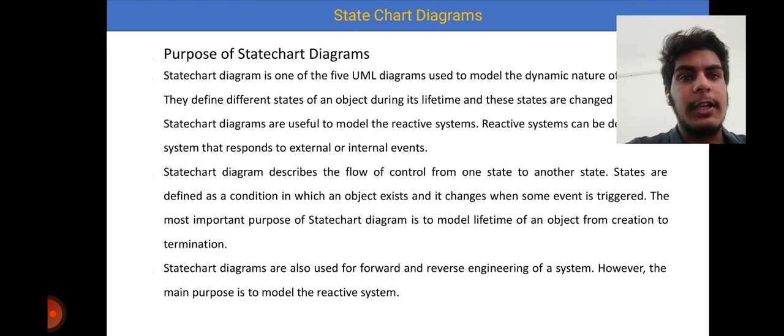State chart diagram describes the flow of control from one state to another state. States are defined as a condition in which an object exists, and it changes when some event is triggered. The most important purpose of a state chart diagram is to model the lifetime of an object from creation to termination. State chart diagrams are also used for forward and reverse engineering of a system. However, the main purpose is to model the reactive system.